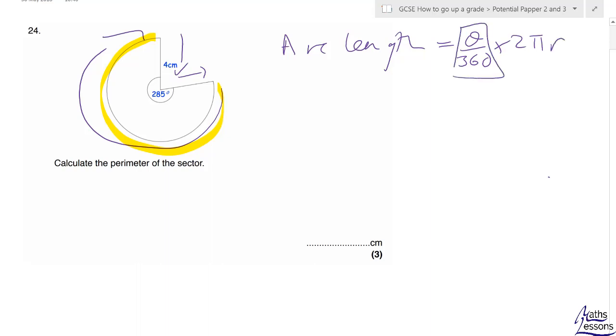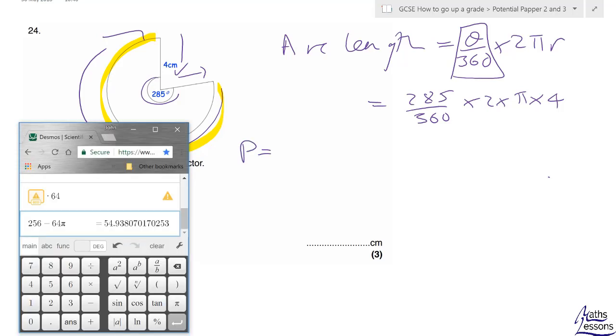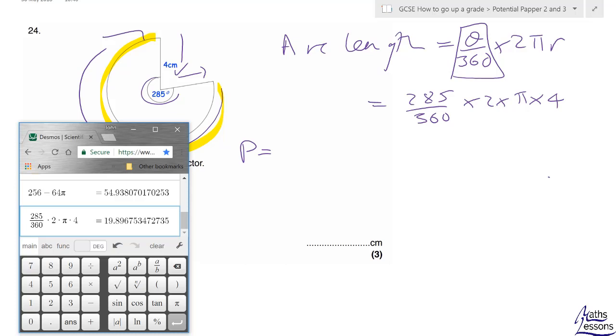What you need to remember is just the fraction of the circle. And we can work out the fraction of the circle by using the angle. So it's equal to 285 over 360 times 2 times pi times the radius 4. And then the perimeter will equal that answer there. So let's just work that out. 285 divided by 360 times 2 times pi times 4. So it gives me 19.896.